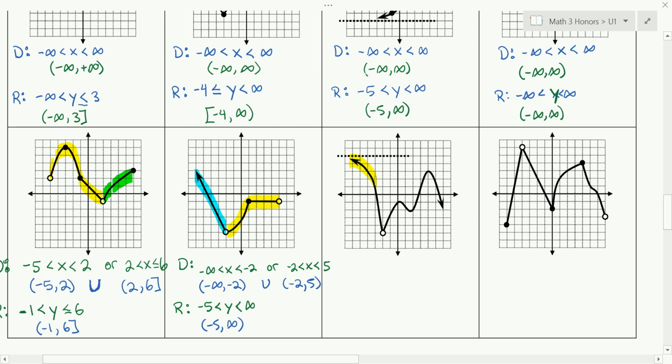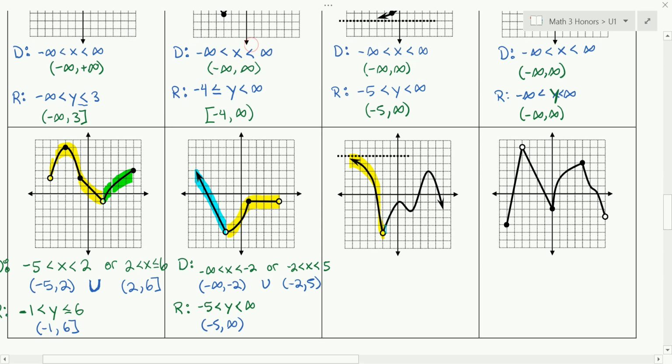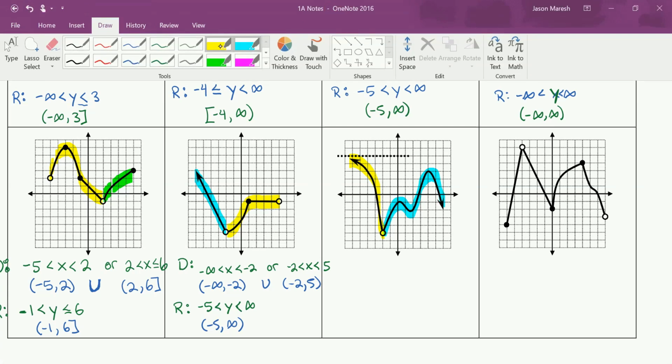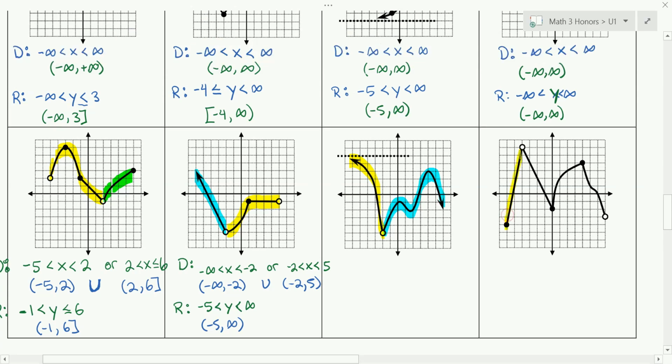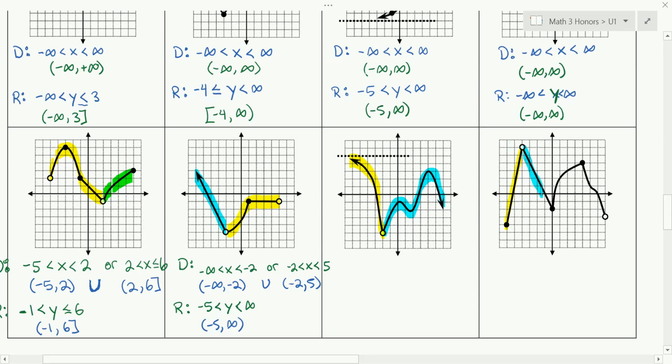So here, 1, 2, there's 1, there's 2. Okay.